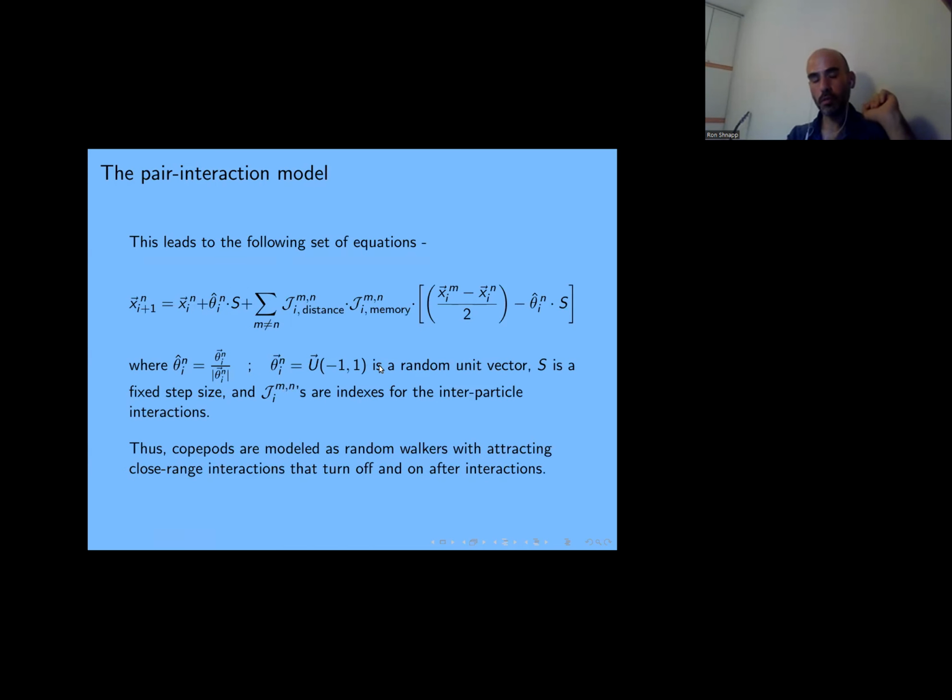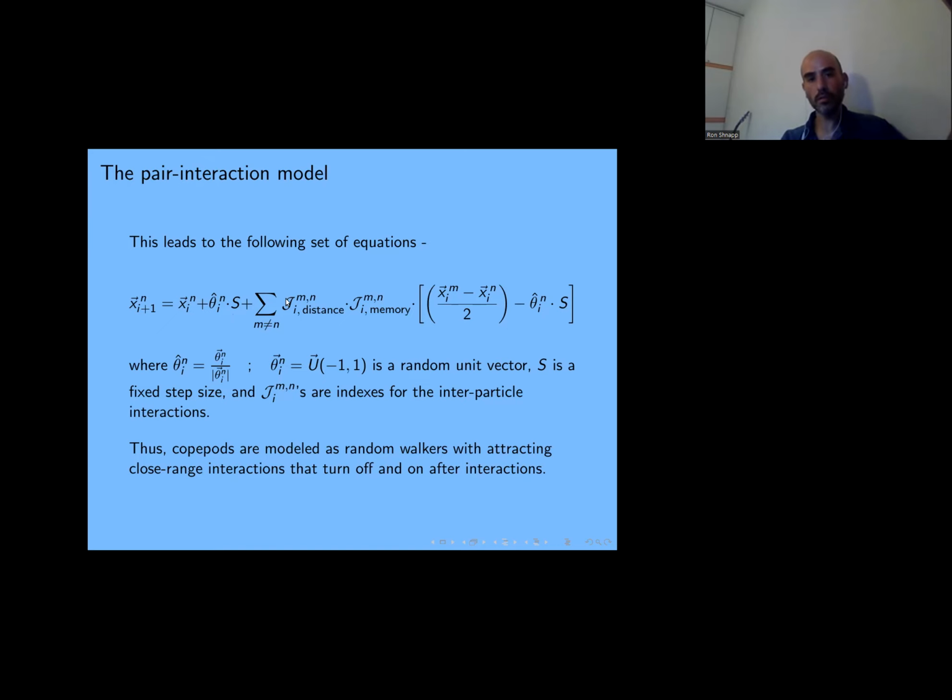We can represent this behavior using this equation. It's a long equation, but it's actually very simple. So the position of each one of our particles or model copepods at time i plus 1 is equal to the position at the previous time step, which is x_i, plus a random direction vector, theta, that we choose randomly in every new time step that we go through, times a fixed step size that we have in our model, plus this big old term that accounts for the interactions.